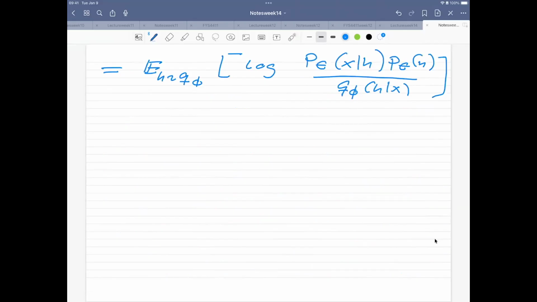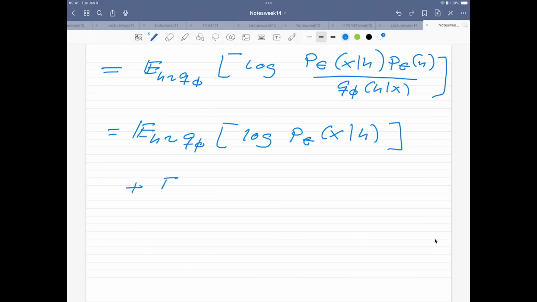So this is something which we can then rewrite as an expectation value with respect to Q_phi of the log of P_theta(x|h), plus a term which is given by the log of P_theta(h) divided by Q_phi(h|x).